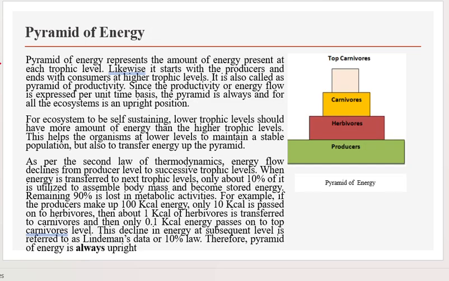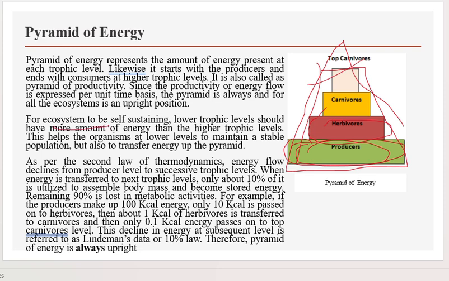Then the last type of ecological pyramid, that is pyramid of energy. It is a graphical representation of the amount of energy present at each trophic level. It's simply a graphical representation of the total amount of energy present at each trophic level. And the most important thing, among these three types, the last one, that is pyramid of energy, is always upright. There is no inverted or spindle shape.